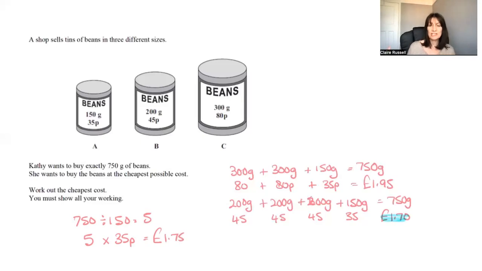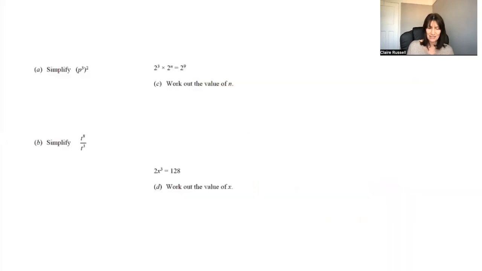So work out the cheapest cost, it will be £1.70, and that would be what we put on our dotted line. Okay, so watch for these types of questions. All right, here's a selection of indice questions. Hit pause, press play when you're ready.